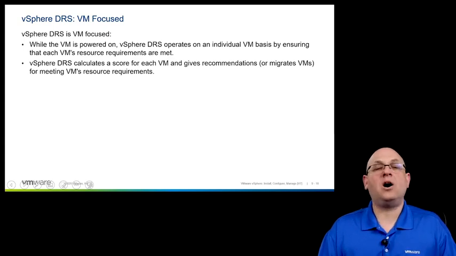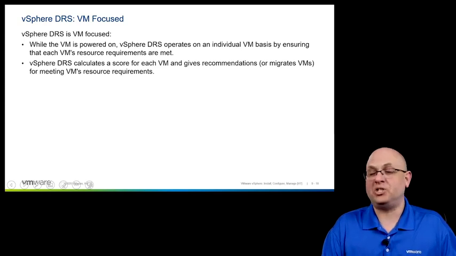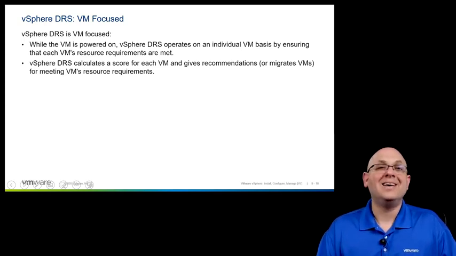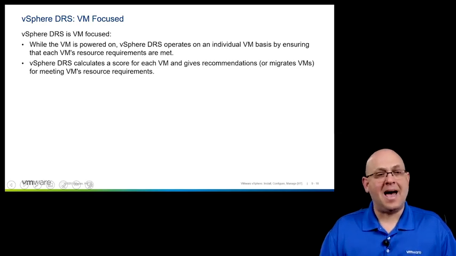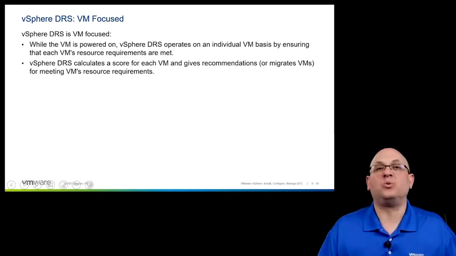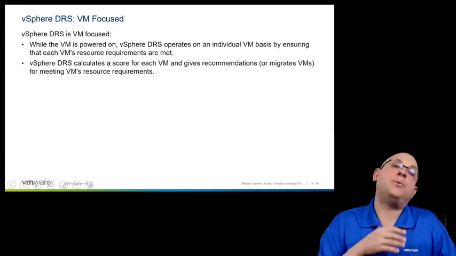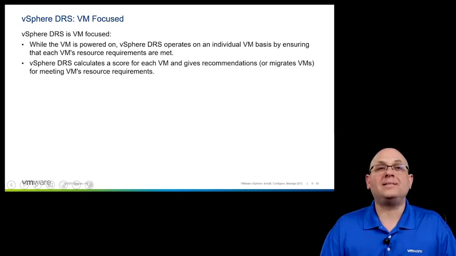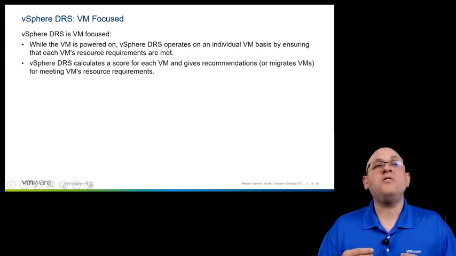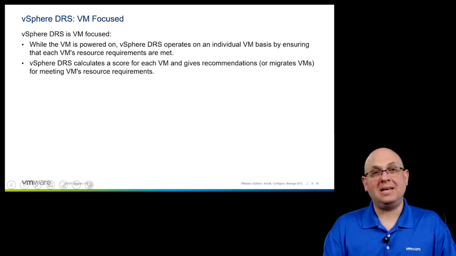Now, DRS itself in vSphere 7 in particular is very virtual machine focused. That is, it looks not at the idea that we have an even number of virtual machines across all of the hosts, or that all of the hosts are consuming about an equal amount of CPU and memory. No, what it really looks at is, are the virtual machines in the cluster happy? Are the virtual machines getting the resources that they need?